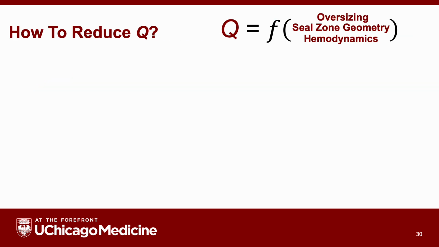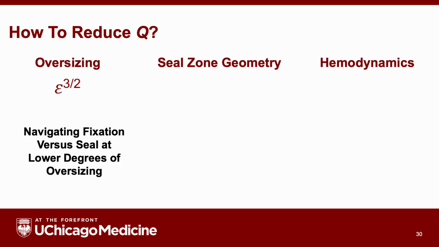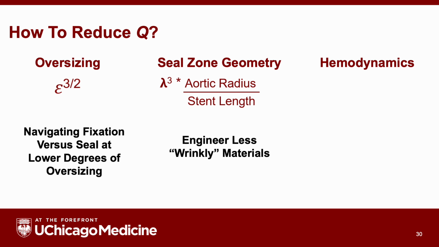So how can we reduce the flow rate Q, which is critical for preventing endoleak? Our results show that there are multiple ways we can intervene. First, we can reduce the level of oversizing. A clinically available procedure is the use of endoanchors to increase fixation without the need to depend only on oversize. We can also adjust the shear zone geometry by reducing the corrugation wavelength.